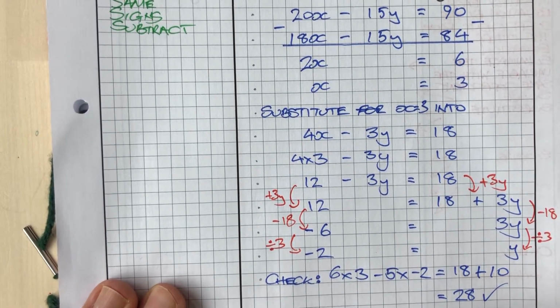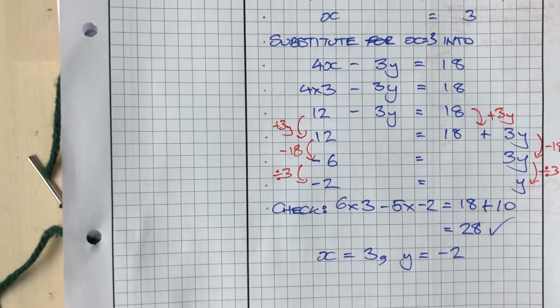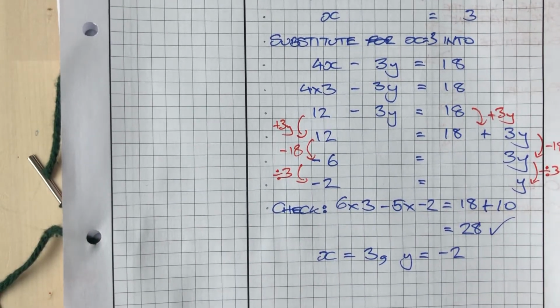So all I've got to do is sum it up. X is 3, y is negative 2. And I'm finished. All right.